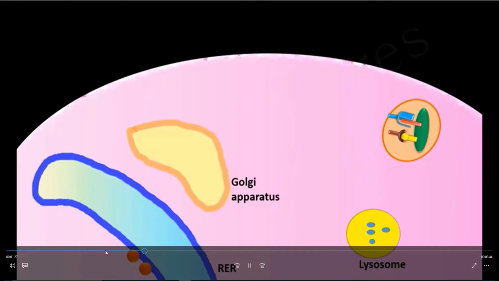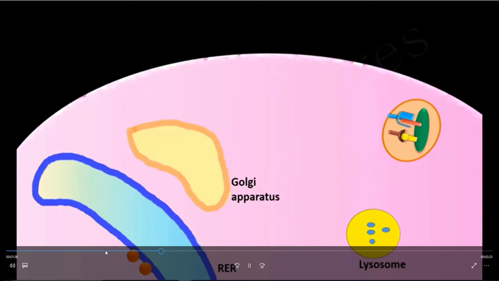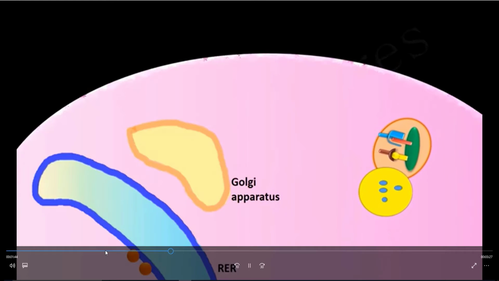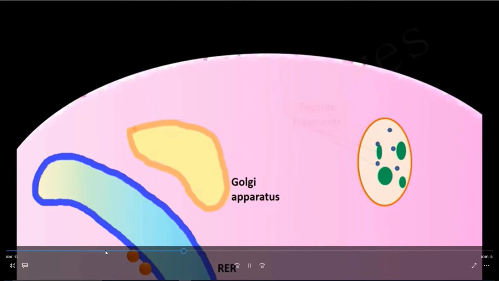When an antigen-presenting cell internalizes a pathogen, it internalizes it into an intracellular vesicle known as an endosome. In the next step, this endosome fuses with a lysosome to form an endolysosome. In the endolysosome, the internalized pathogens are digested by proteolytic lysosomal enzymes into small peptide fragments.